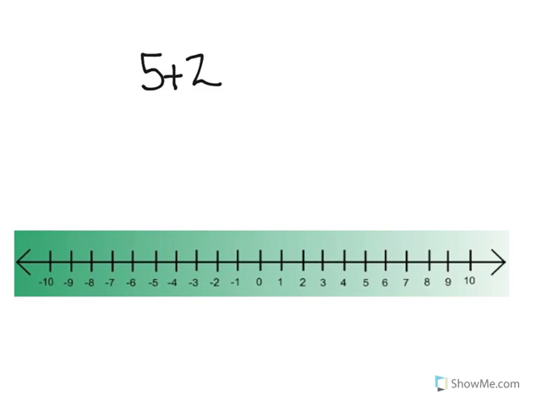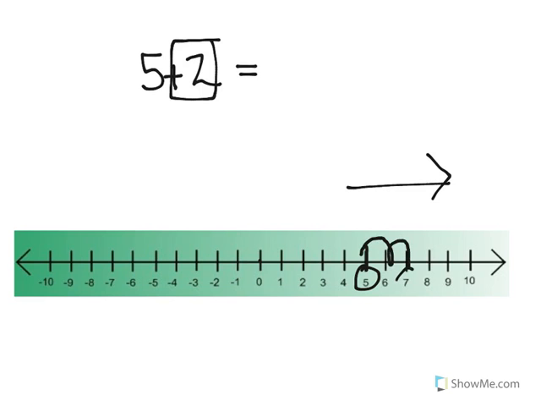Alright, let's begin with the easy stuff. Let's say I want to add 5 plus 2. Alright, so here's the 5 plus 2. Now notice this is a positive number, therefore I'm going to move to the right towards positive numbers. 1, 2. Where did we end up? At 7. Okay, again, I'm just doing this because I'm going to get to a point in just a moment.